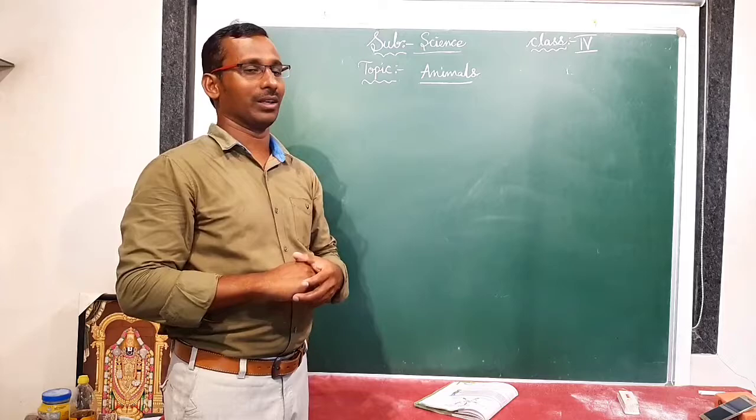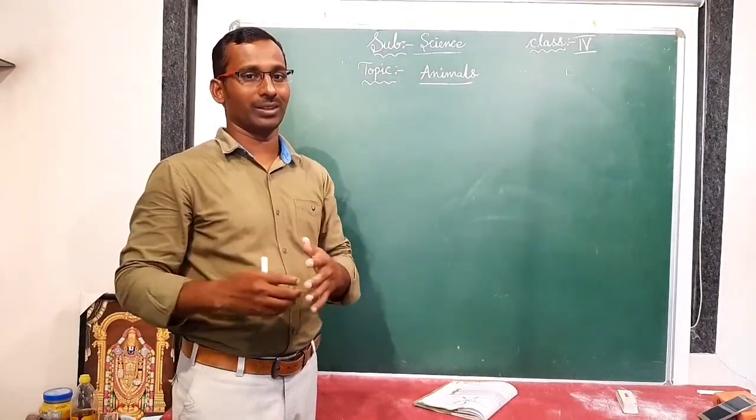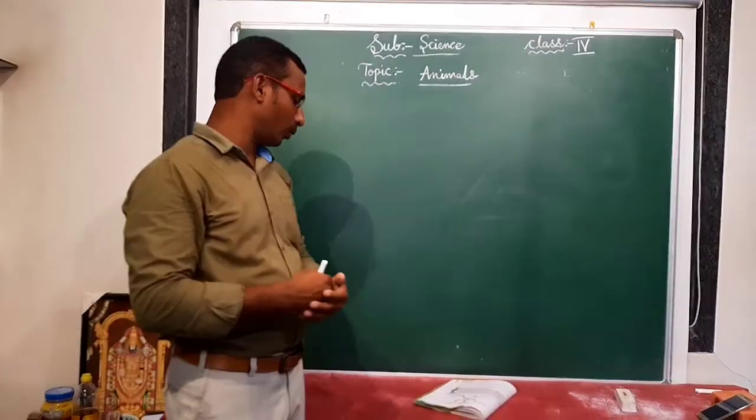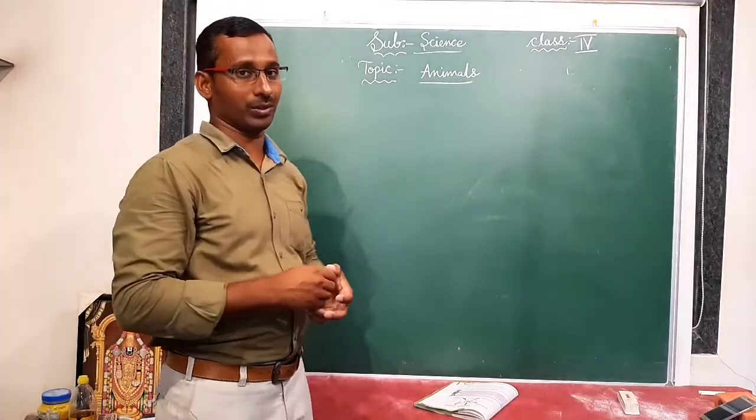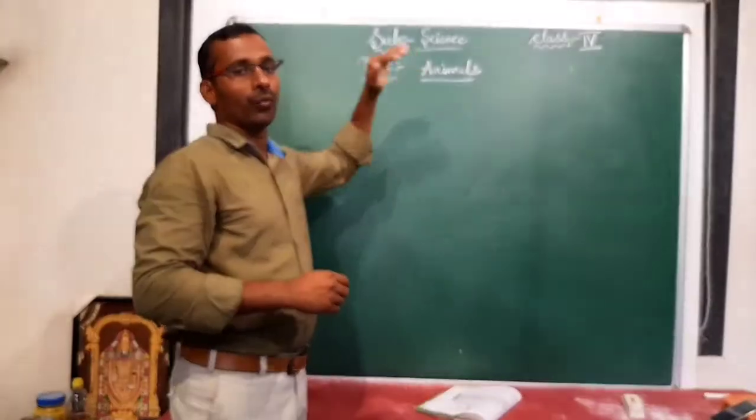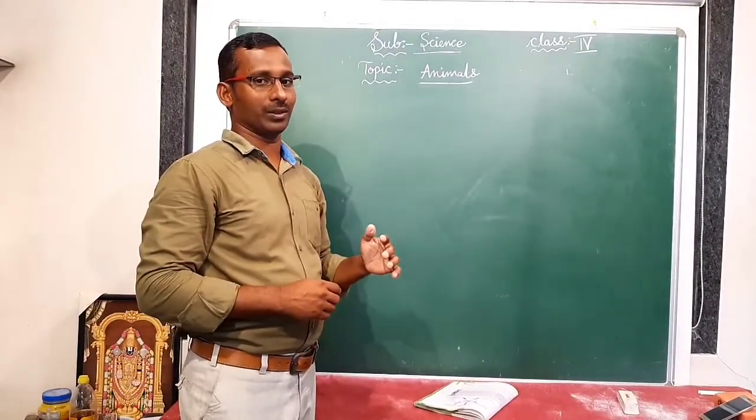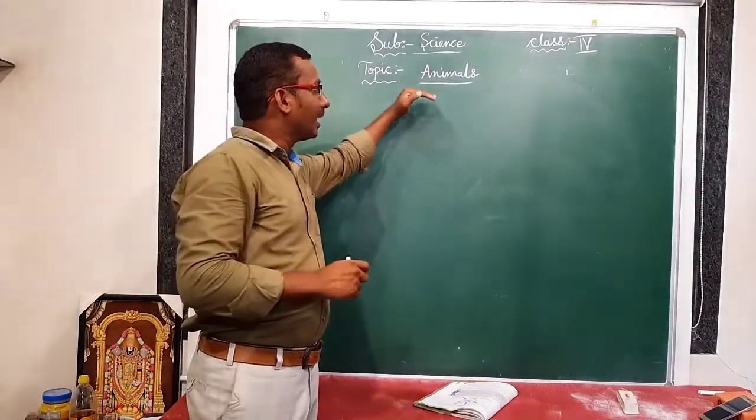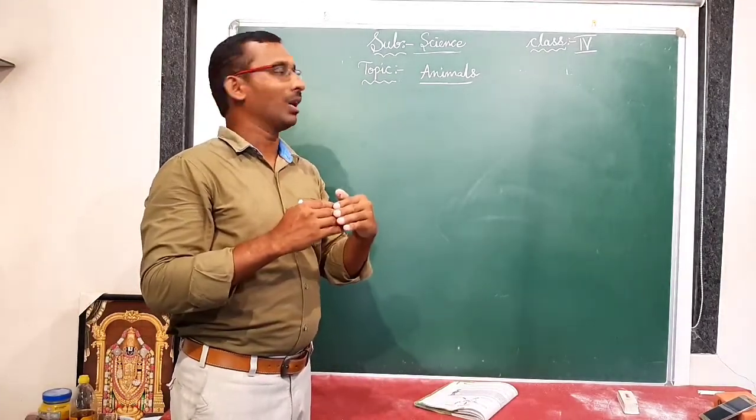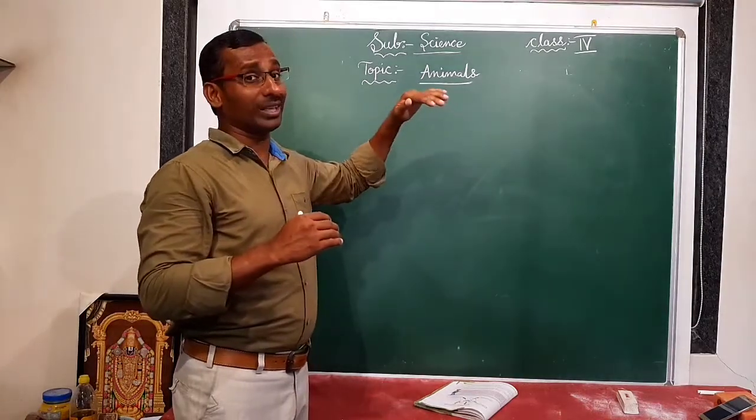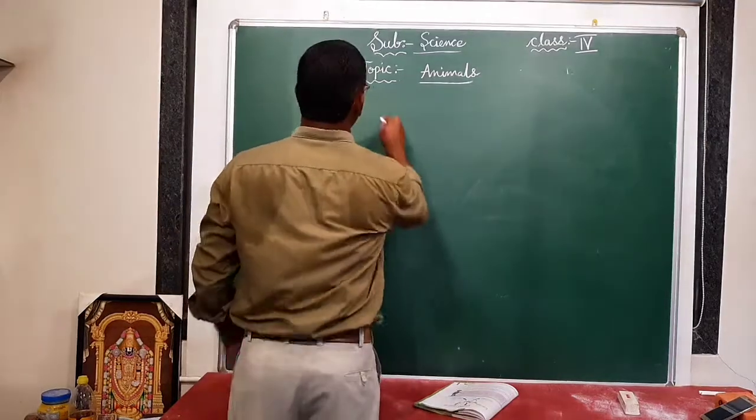So, according to their food habits, animals are divided into 5 types. Sorry, 5 types. Are you listening? Animals are divided into 5 types. How are they divided? According to the food they eat. So what are the 5 types?